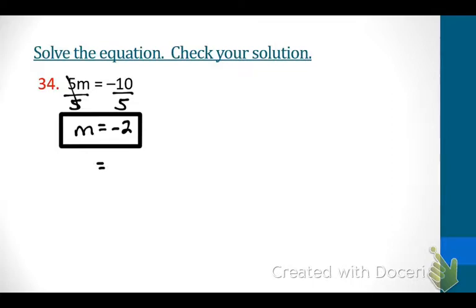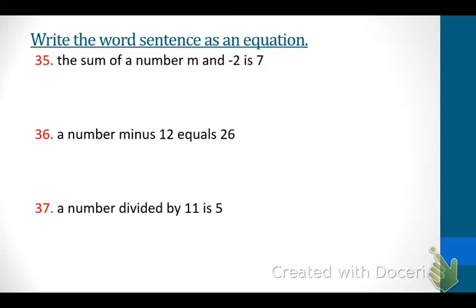Do 5 times negative 2. And what is 5 times negative 2? Correct. So negative 10 does equal negative 10. Remember, all you're doing here is dropping down the answer right there and seeing if it matches the original answer. All right, let's go on to number 35.